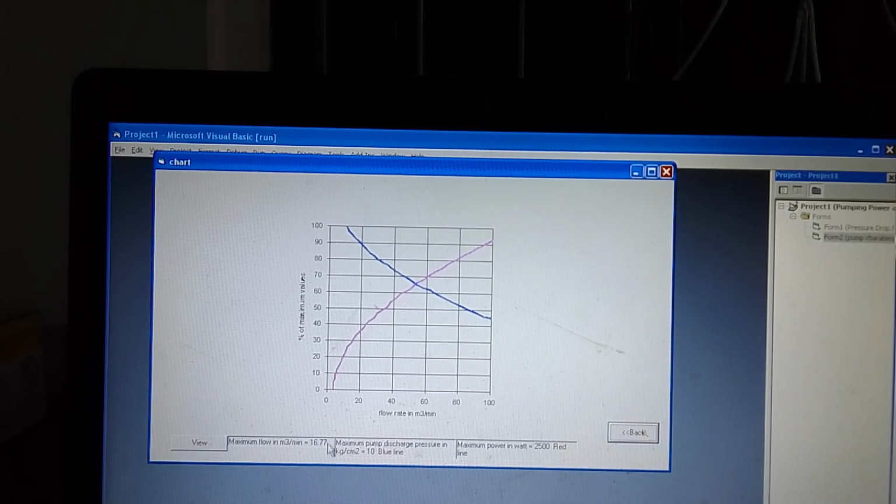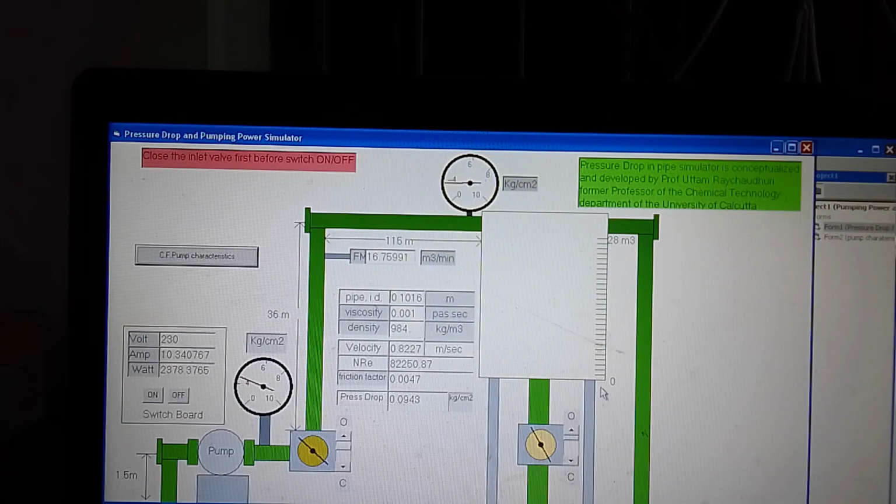Similarly, the power consumption, in the red line, is maximum here. The power consumption, which is 2500, is 100%. It is below that, say 90% of this 2500 is consumed. If you try to increase the flow rate above this, the motor of the pump will be damaged. This is the way we find the characteristics of the pump. So this, in gist, is the centrifugal pump operation.